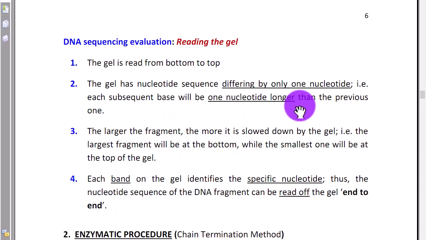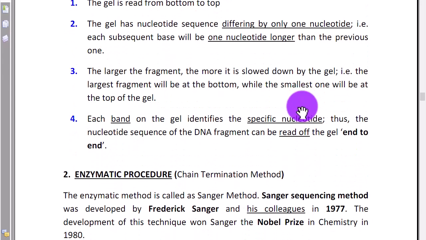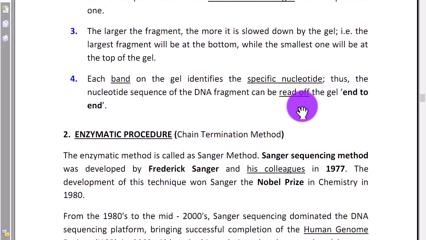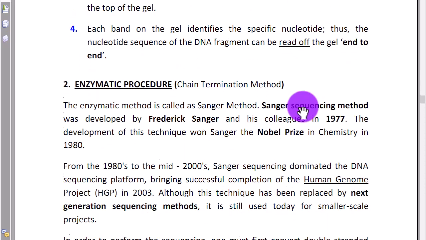DNA sequencing evaluation, reading the gel. The gel is read from bottom to top. The gel separates nucleotide sequences that differ by only one nucleotide. The larger the fragment, the more it's slowed down by the gel. Each band on the gel identifies a specific nucleotide.